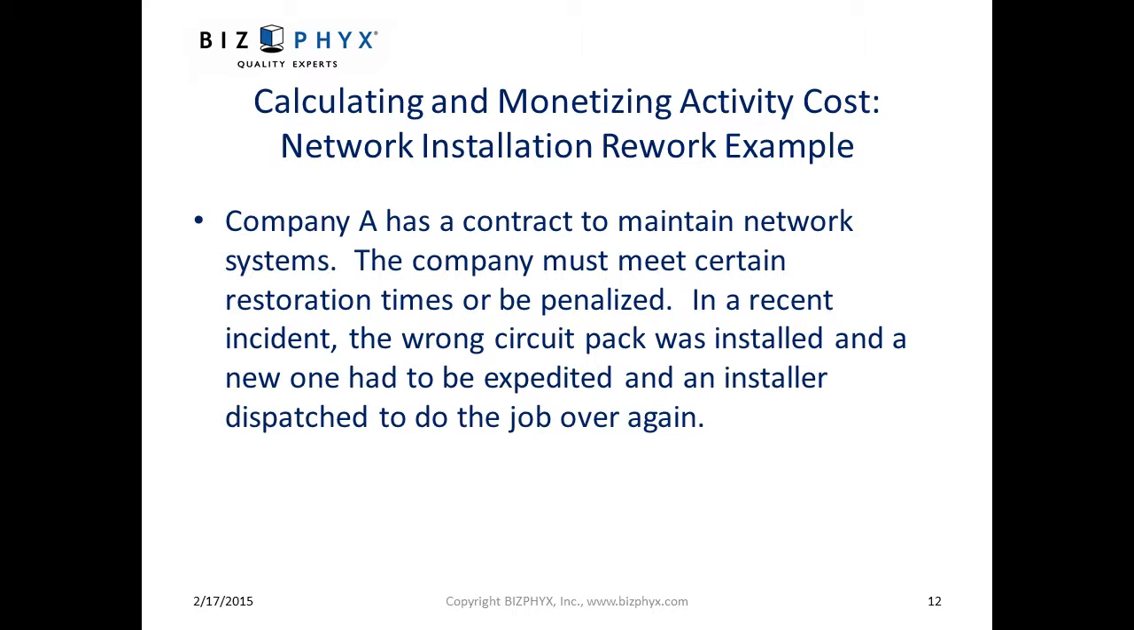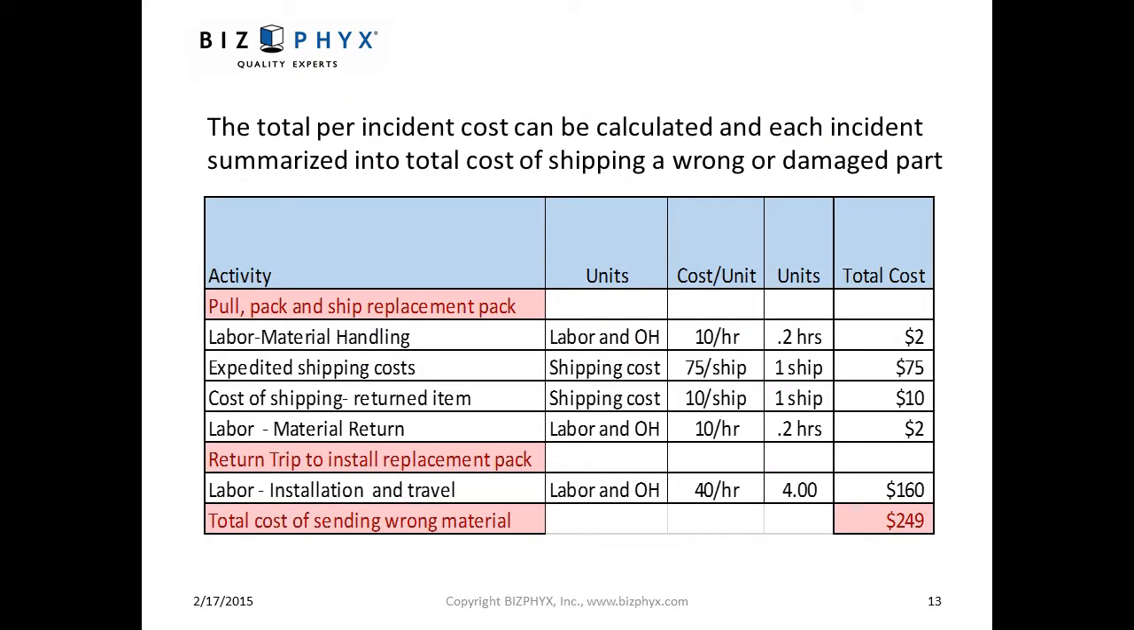So let's look at an example. Company A has a contract to maintain network systems. The company must meet certain restoration times or be penalized. In a recent incident, the wrong circuit pack was installed and a new one had to be expedited. An installer had to be dispatched to do the job over again.